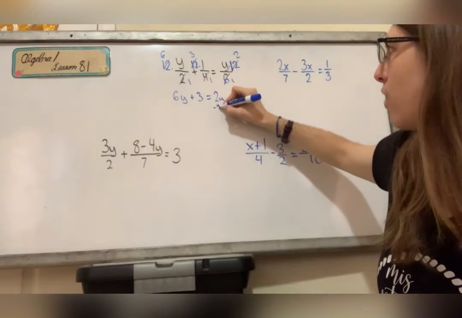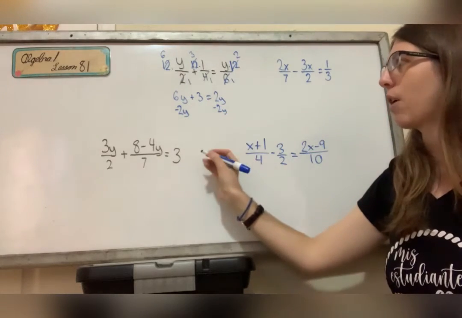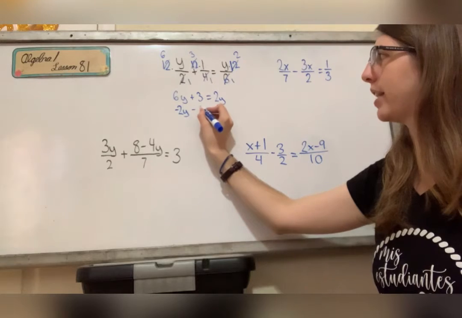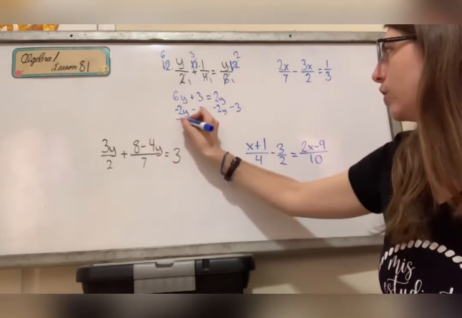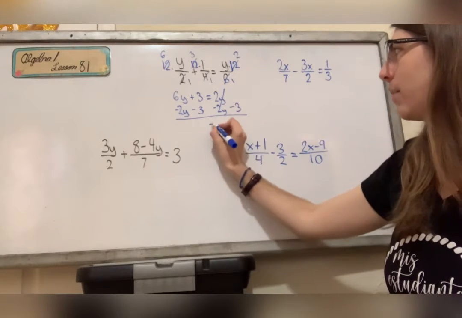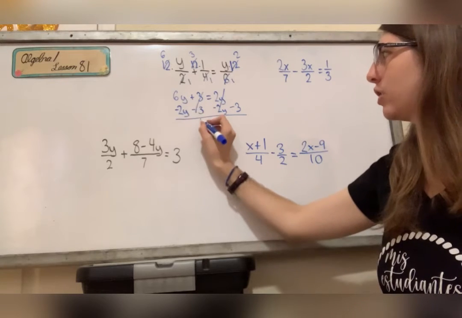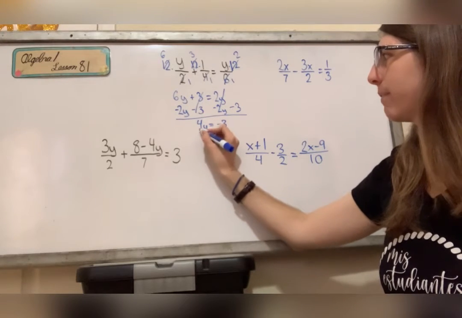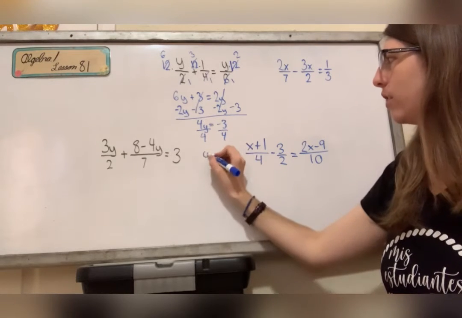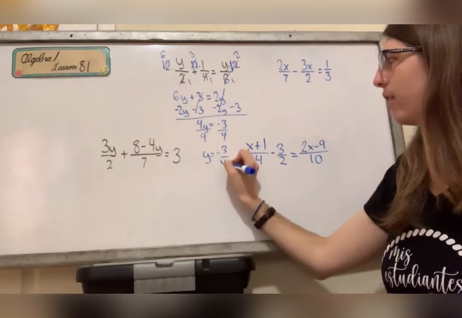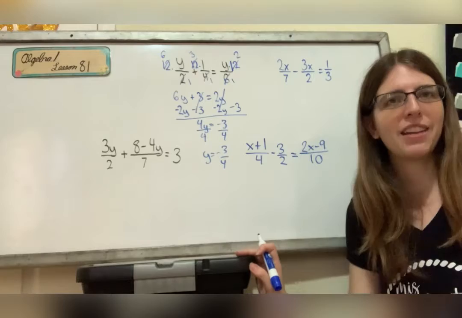Okay, I'm going to subtract 2y from this side and from this side, and I'm going to go ahead and automatically subtract this 3 from both sides. Over here, this cancels out, and I'm left with negative 3. Over here, my 3's cancel, and 6y minus 2y would be 4y. Then I divide both sides by 4. So y equals negative 3/4. Super simple, right? Let's try another one.